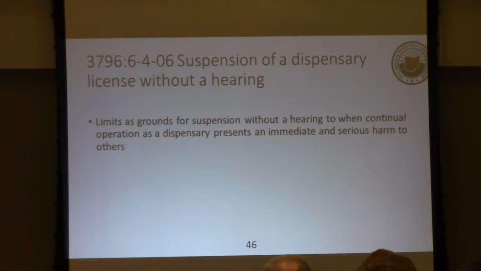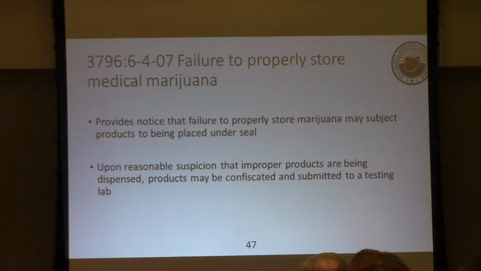And the following rule addresses a summary suspension in the case of a dispensary that's been licensed. Summary suspension, or suspension without a hearing, is limited to grounds where continual operation as a dispensary presents an immediate and serious harm to others. There's a rule related to the failure to properly store marijuana. This provides notice that failure to properly store marijuana may subject products to being placed under seal. And upon reasonable suspicion that improper products are being dispensed, products may be confiscated and submitted to a testing lab.